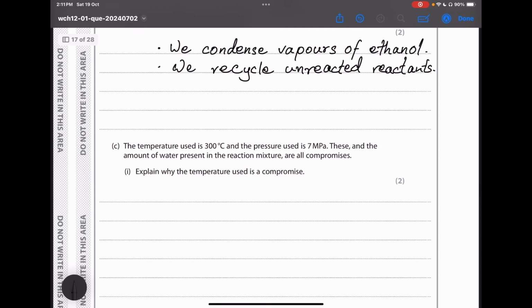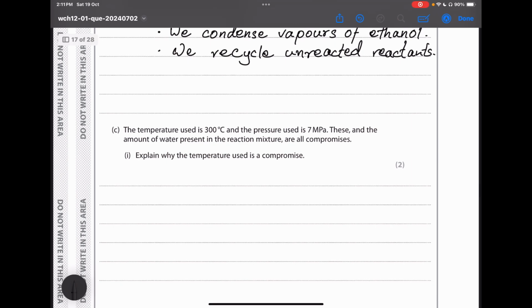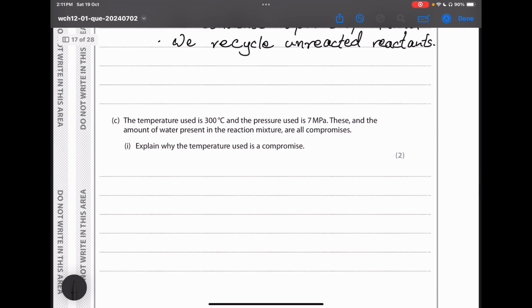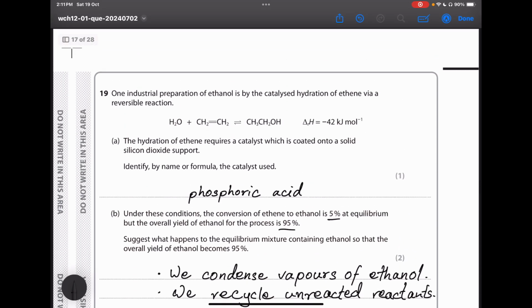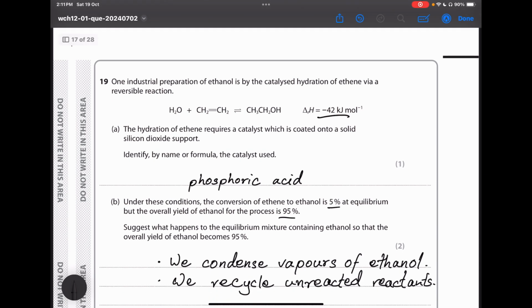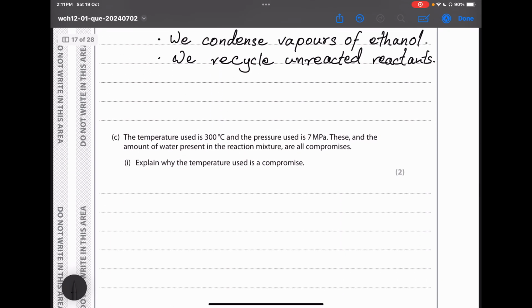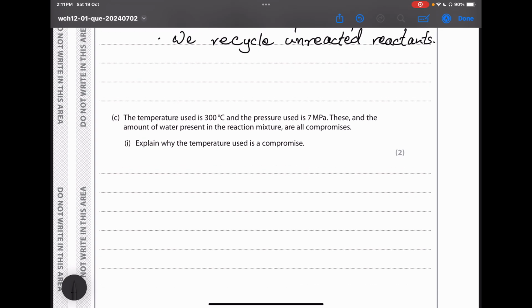These and the amount of water present in the reaction mixtures are all compromises. Explain why the temperature used is a compromise. You see, the forward reaction over here is exothermic. That means if we lower the temperature, equilibrium shifts to the forward side and the yield is going to increase, right? This is the compromise because the enthalpy change is exothermic.